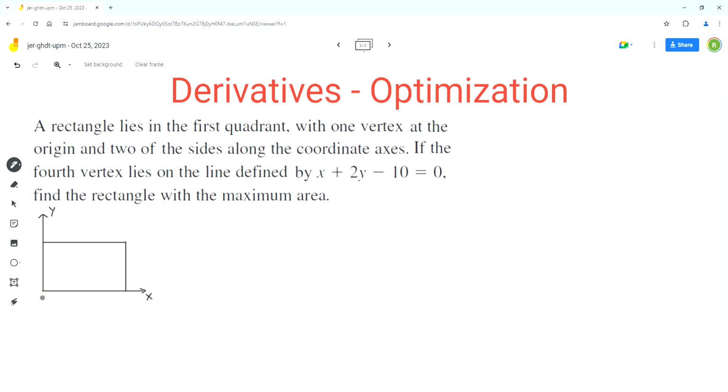Let's assume this is a rectangle and the coordinates of the fourth vertex are A and B. So that means the length of this rectangle is A and the width of this rectangle is B. Also, we are given that the point A comma B lies on the line x plus 2y minus 10 equals 0. So we can sub in the coordinates A and B in this equation to find a mathematical relationship between A and B.